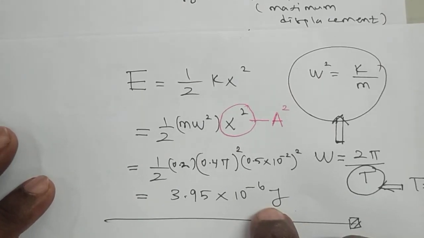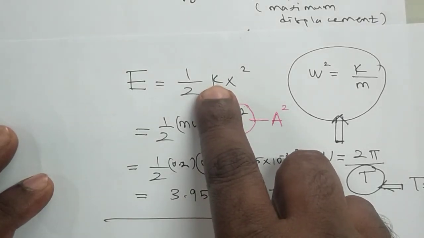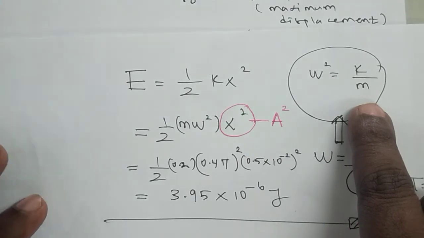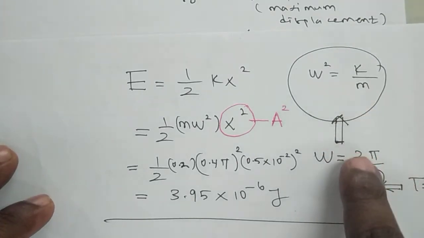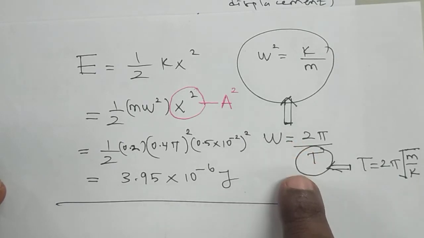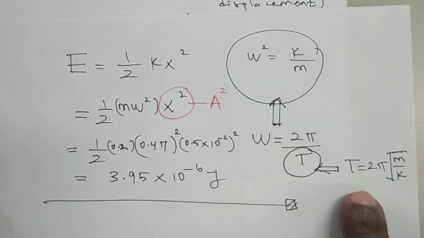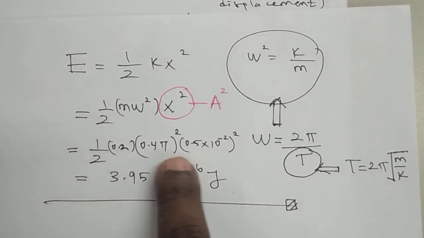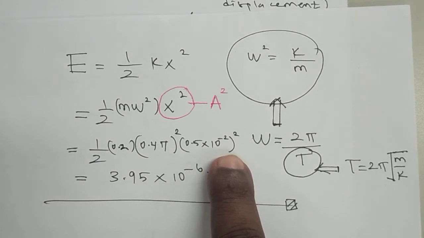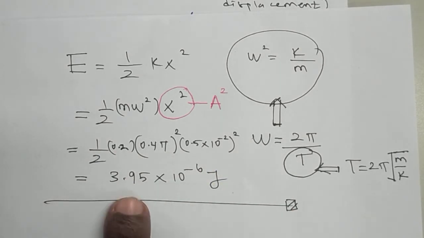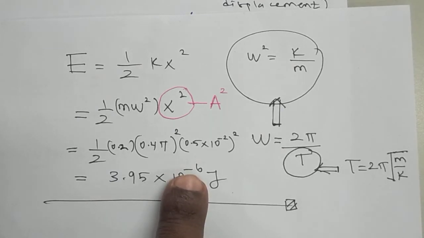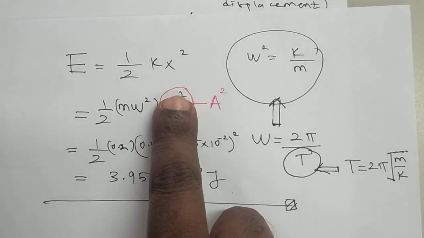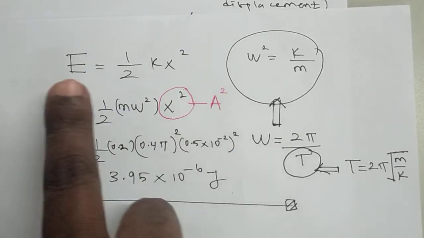for the k constant, you can use this formula, and this formula is from t equals 2 pi square root of m over k. So you substitute all the values accordingly and you will get the similar answer, 3.95 times 10 to the power of negative 6 joule. The x square here should be amplitude square, and this E is the total energy.